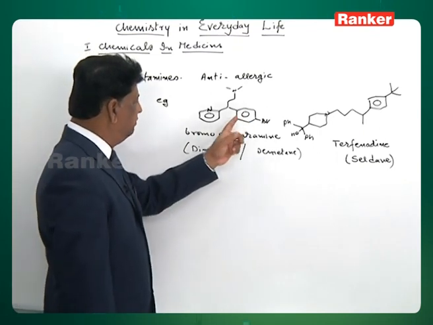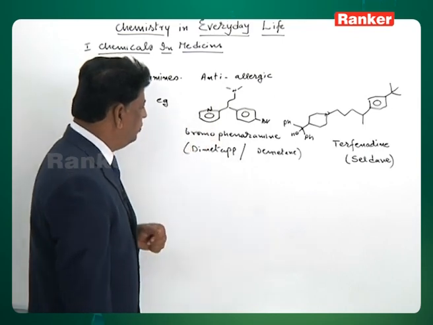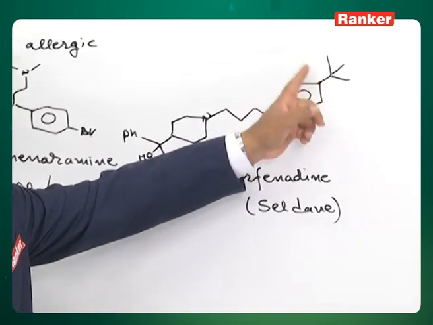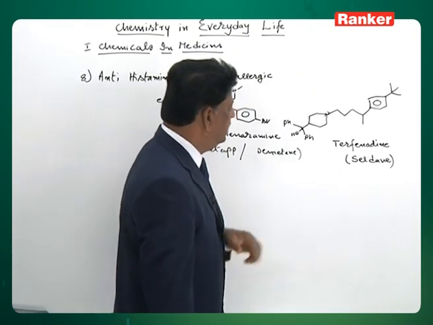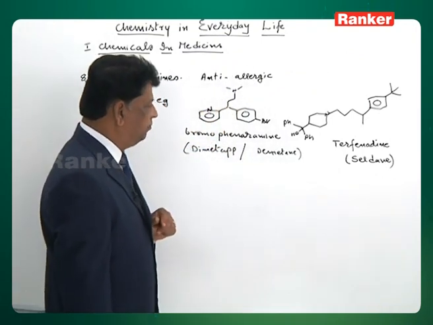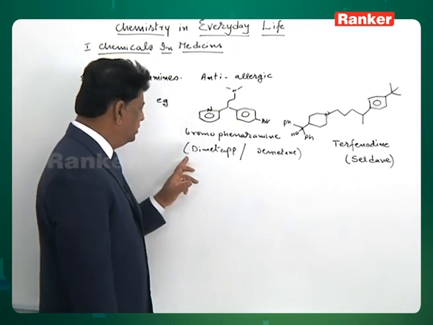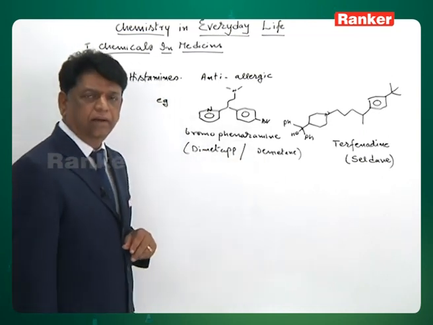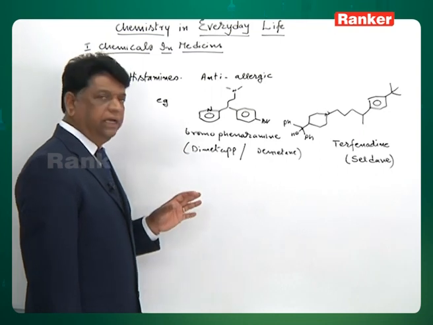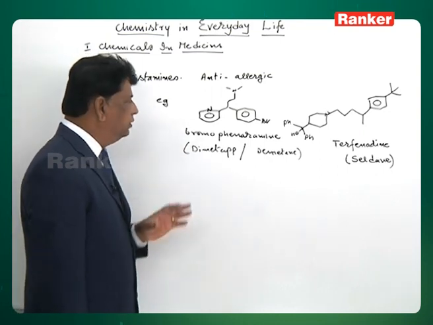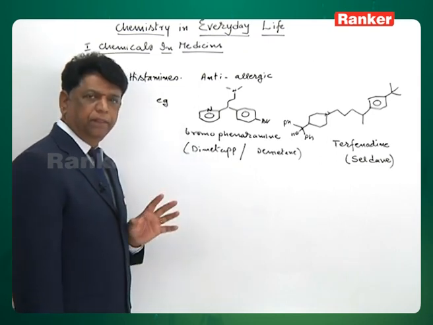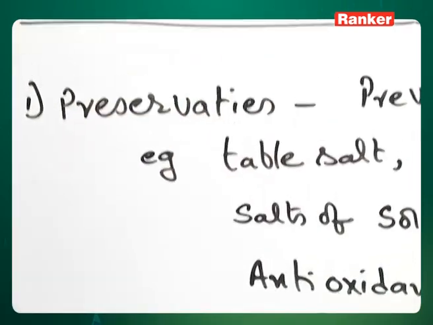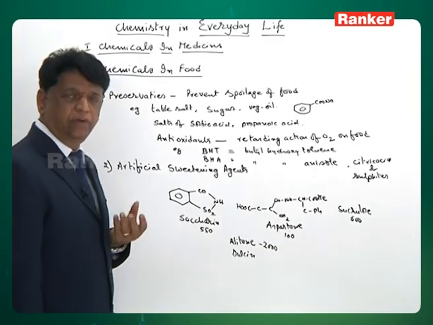Specifically, there is a bromo derivative of pyridine called brompheniramine, and similarly a triphenyl alcohol with a tertiary butyl-containing benzene derivative called terfenadine, commonly known as Seldane. Here also there are compounds called Dimetapp as well as Dimetane. They are advised to act against histamine. So when we take these drugs, the anti-allergic properties will be controlled. The chemicals can also be used in food, that is, in what we eat.